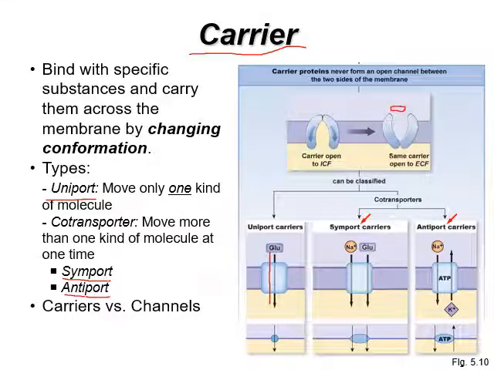Let's look at the difference between these two. Here is our symport carrier. Where do you see the movement of the molecules? They are both moving in the same direction. Where in an antiport, one molecule is moving in and the other molecule is moving out. So uniport, one molecule is moving through it. Symport, two in the same direction. In antiport, two, but the molecules are going in opposite directions.